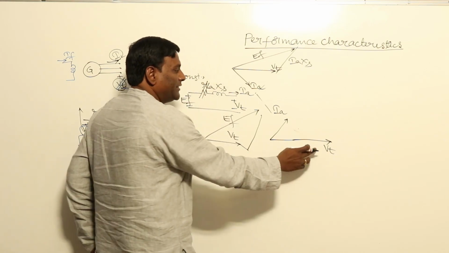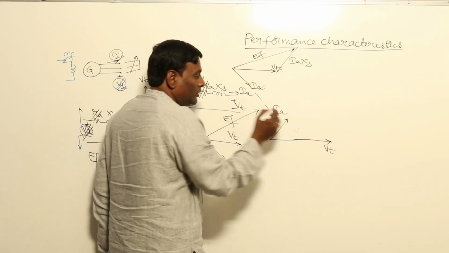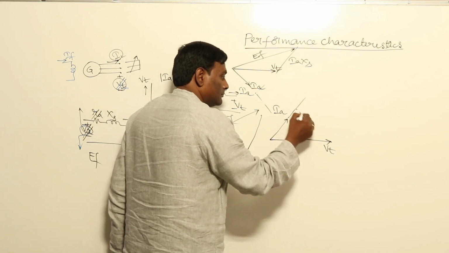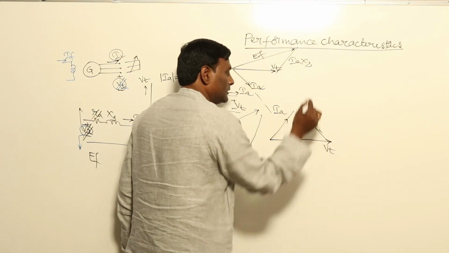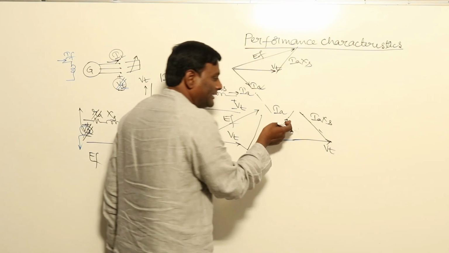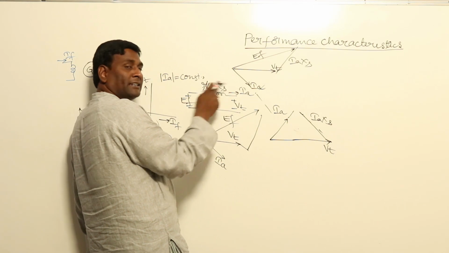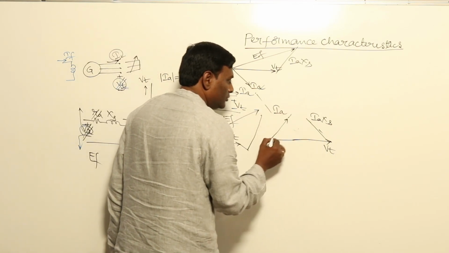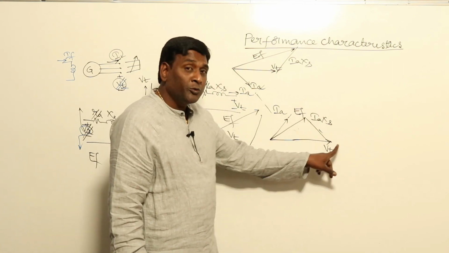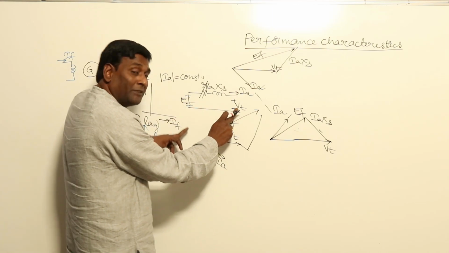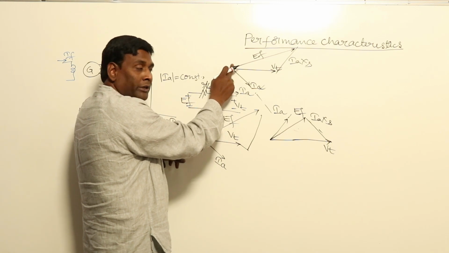Anyway, if it is Vt and Ia, Ia Ra will be here, and Ia Xs will be 90 degrees leading to Ia. So Vt plus Ia Xs is going to be Ef, and this Ef is going to be like this. Now the length of Ef is less compared to Vt. So the Ef magnitude will be less, and the Vt magnitude will be more at leading conditions.